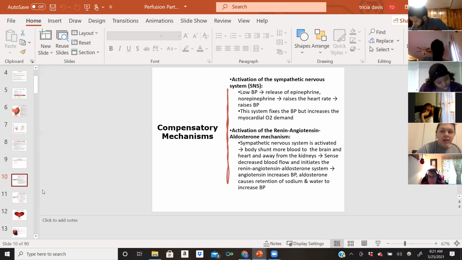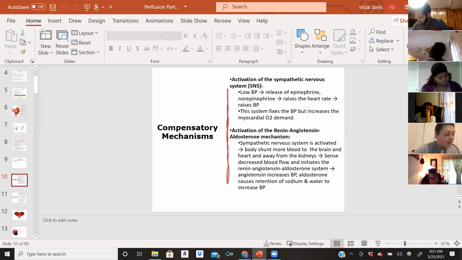Then we have activation of that renin-angiotensin-aldosterone system. I know you guys remember this from homeostasis. This is when the sympathetic nervous system is activated. It causes the body to shunt more blood to the brain and the heart, because those are the biggest organs, and the body thinks those are the most important to perfuse, and it takes it away from the kidneys and our liver. There's a sensing of decreased blood flow from those kidneys, and it initiates that renin-angiotensin-aldosterone system.